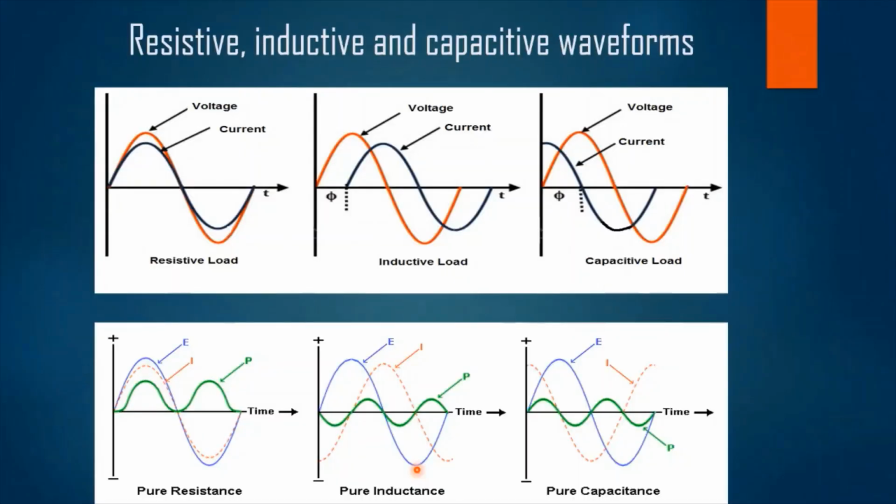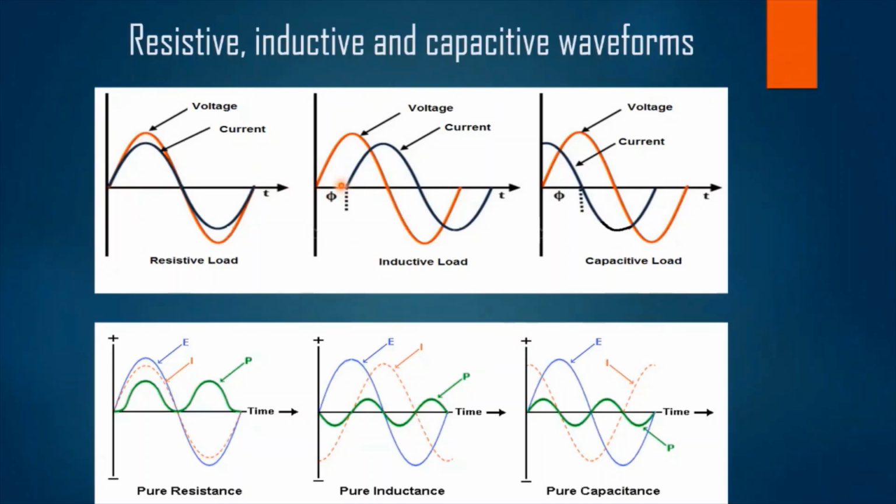Let's now look into the waveforms of these types of loads and compare the differences. The first waveform here shows the resistive load. It is clearly evident that the current and voltage are in phase. So if you look at, for example, the voltage waveform here and the current waveform, we find that these two waveforms reach their peak at the same time. So there is no out of phase angle.